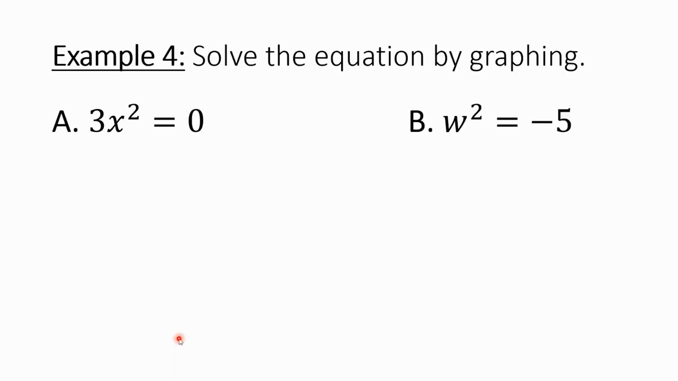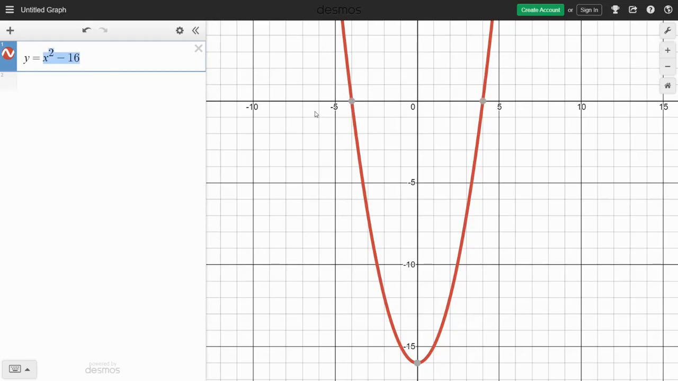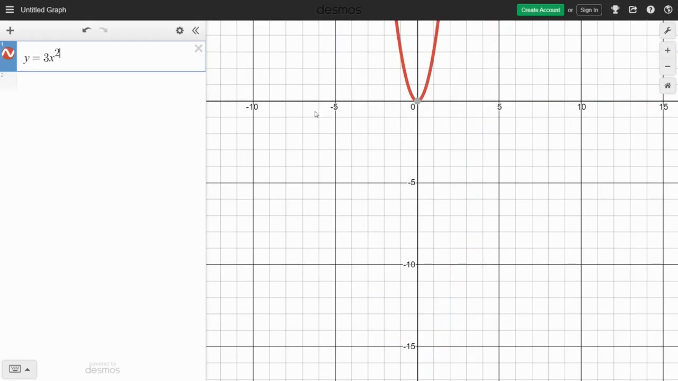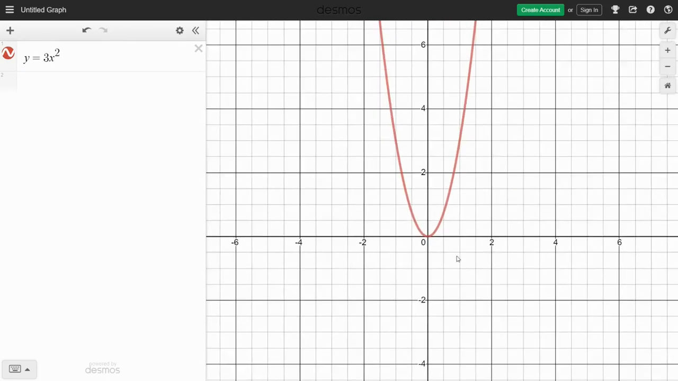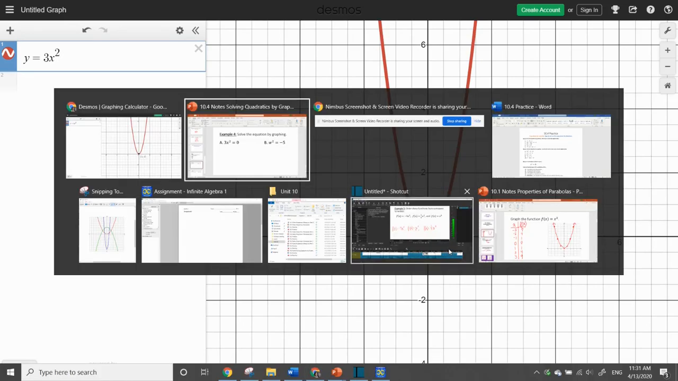So example 4 wants us to solve both of these equations by graphing. All right, let's do them both together. So 3x squared equals 0. It's already set equal to 0, so I'm going to type in y equals 3x squared. You might at this point be so used to this that you know what this graph looks like. But if you're not, here's what it looks like. y equals 3x squared. All right, it's hitting on the origin, that's our vertex, and it just goes up from there. So where are all the places where we hit the x-axis? Well, we only hit at one point right here. And what's the x? The x is 0, so this time x equals 0.